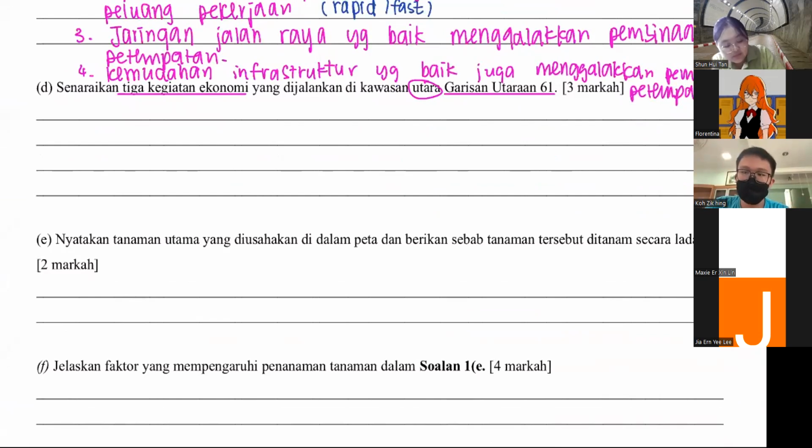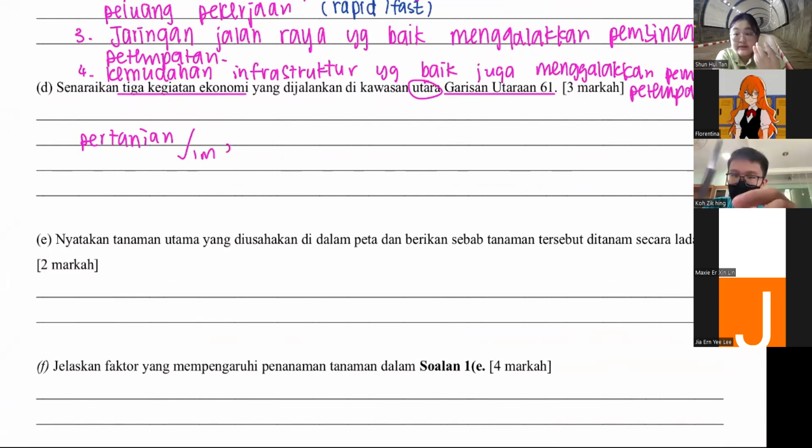So we write down the first one first because they say senarai, just list down. So I have pertanian. If you're able to tell me pertanian, 1 mark, but they want 3. Pelabuhan can or not? Pelabuhan must have port. You must have seaside. You need to have seaside only you can write pelabuhan, yeah?